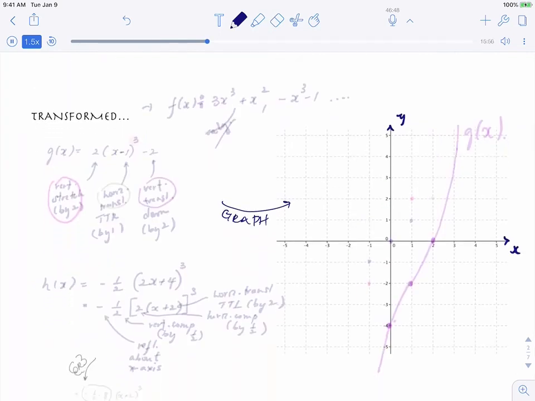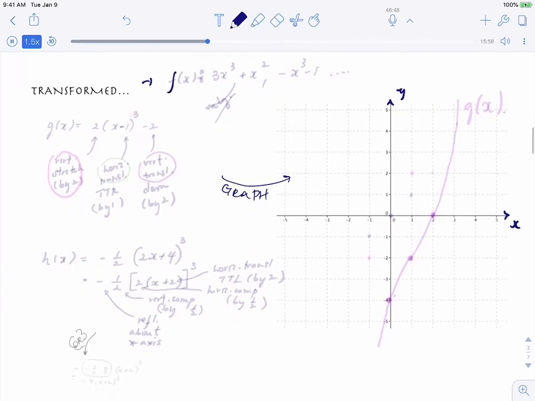Cubic functions, and you don't have to write all of these down, but you could have things like 3x cubed plus x squared. I'll put a dot and then list them. You could have negative x cubed minus 1, etc., etc. Okay, but we'll only work with the ones that are already in factored form.